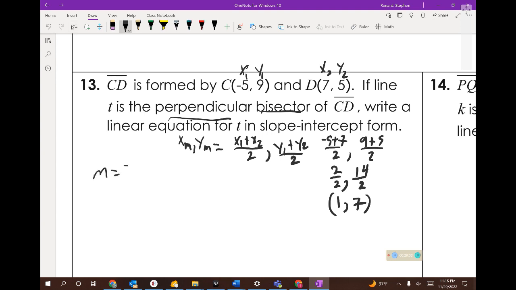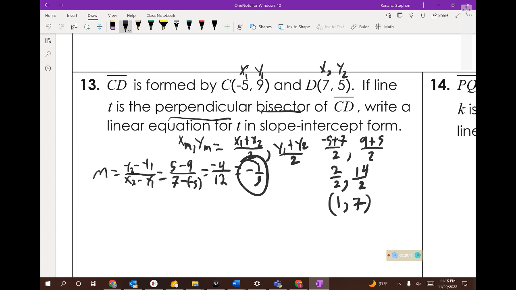We know that slope is y2 minus y1 over x2 minus x1. That's going to give us 5 minus 9 over 7 minus negative 5. That gives us -4 over 12, because 7 plus 5 is 12. -4 over 12 reduces to -1/3. Okay, so that's step 2 right there. We found the slope of our reference line, or in this case, reference segment.